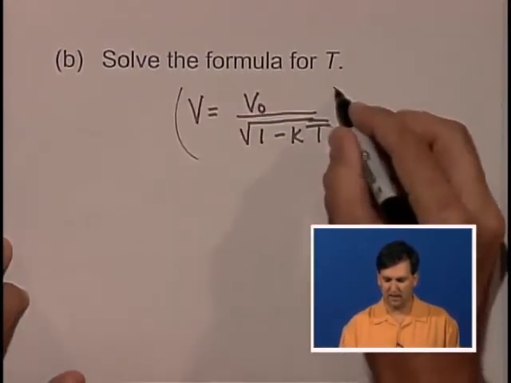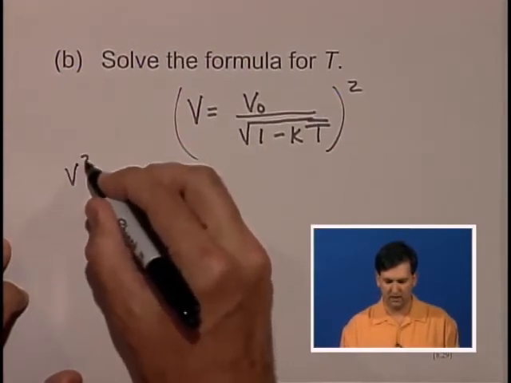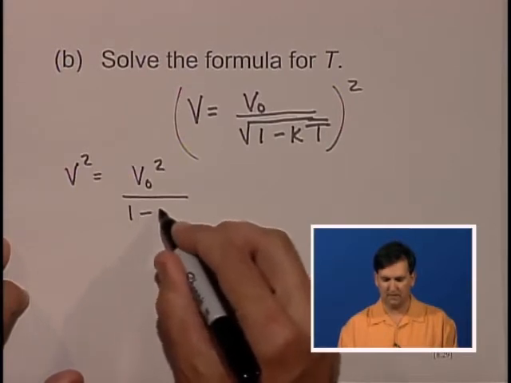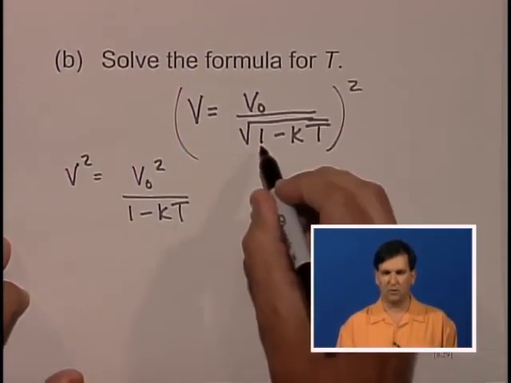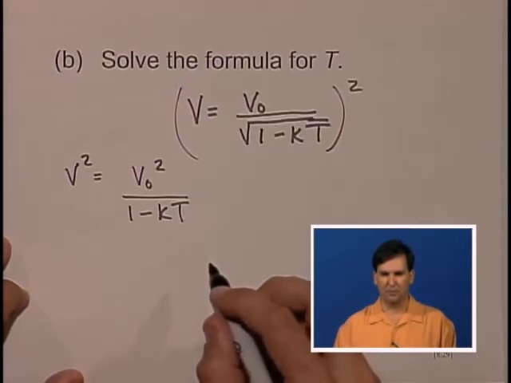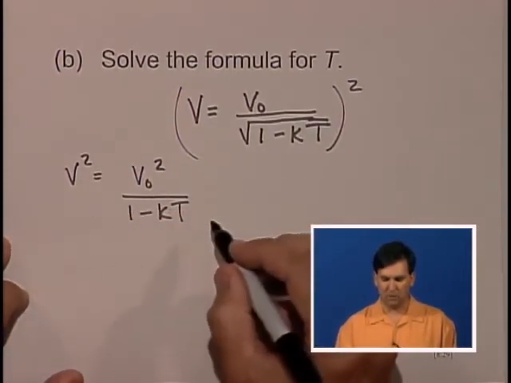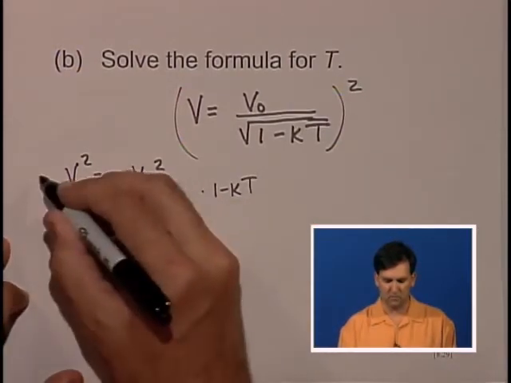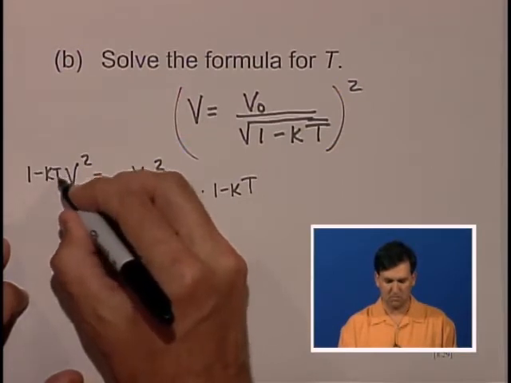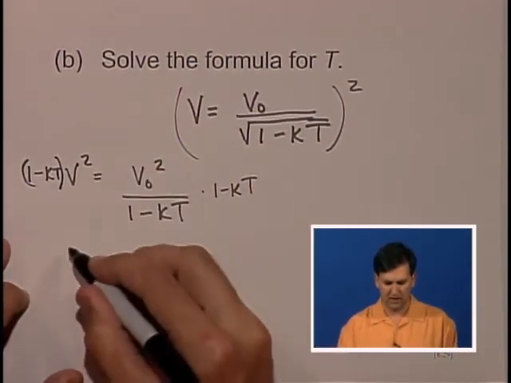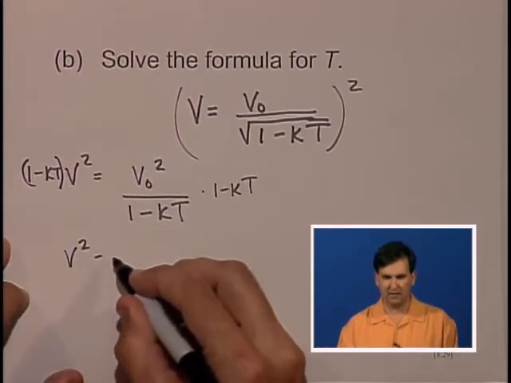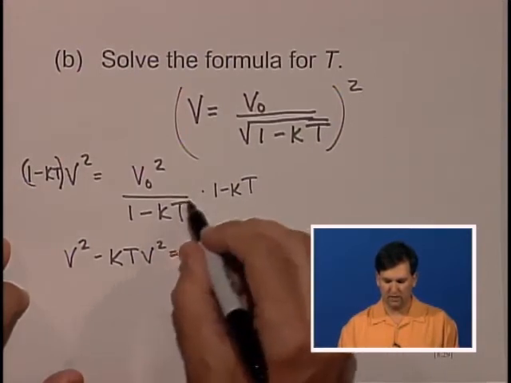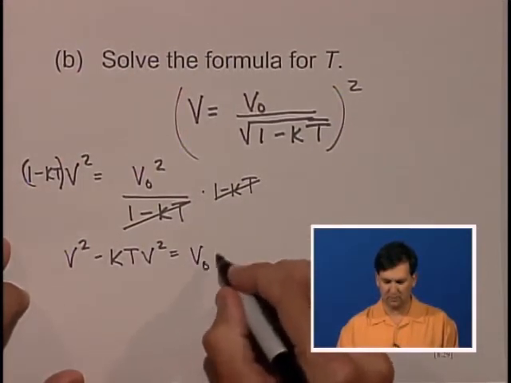We're going to square this entire thing so that we get v squared is equal to v naught squared divided by 1 minus kt. When we take this square root and square it, we no longer have the square root. So now we're going to multiply both sides by 1 minus kt. And we get v squared times (1 minus kt), which is v squared minus kt v squared, is equal to, and on this side the 1 minus kt's cancel, and we get v naught squared.